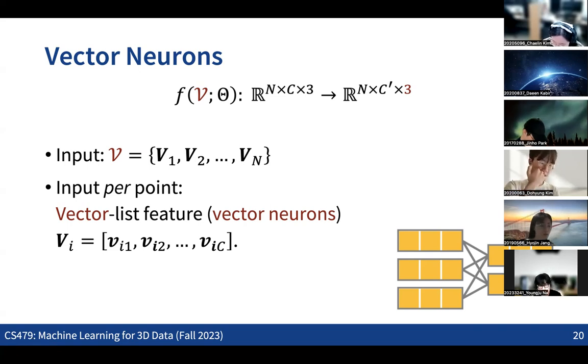And now we want to consider the case where all the features are represented as three-dimensional vectors. So here are the three-dimensional vectors, and as the feature we have a list of the vectors. So now we have C number of vectors as the input, and we want to make a layer of the neural net which returns C prime number of three-dimensional vectors. So that's the modification that we are making in this case. Is it clear?